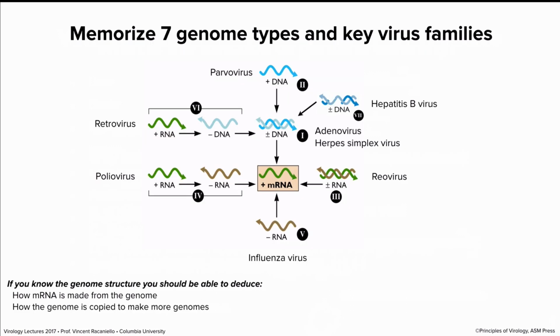So I would suggest you just memorize these seven genome types. They're really easy. You can split them into DNA and RNA. And you should also be familiar with an example of a virus from each family.